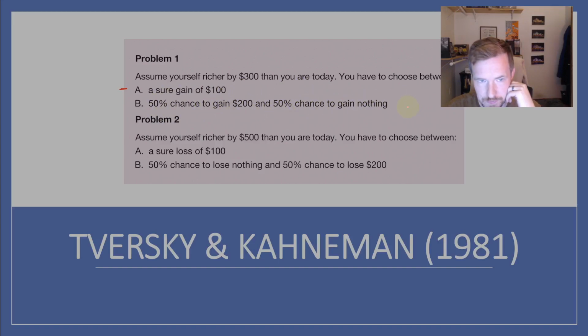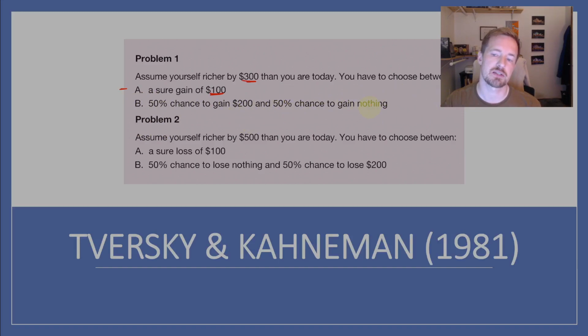So basically what we're saying is that you're starting out $300 richer. And then we can either make sure that we get 400 or we can gamble. And if we gamble, we have a 50% chance of gaining 200, which means that we gain 500.